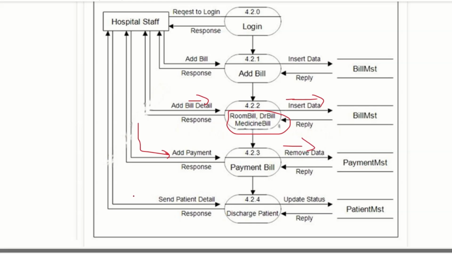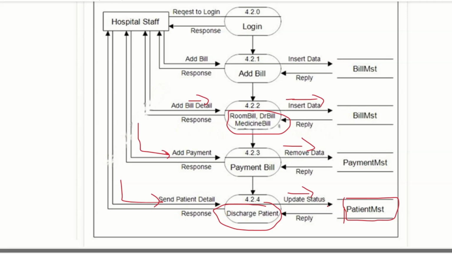Okay. Next, they can send the patient's details to the system. When the patient is discharged, they can update the status, like the patient is discharged, and update the status in the patient MST. So like this, the hospital staff can manage these things in the hospital management system.